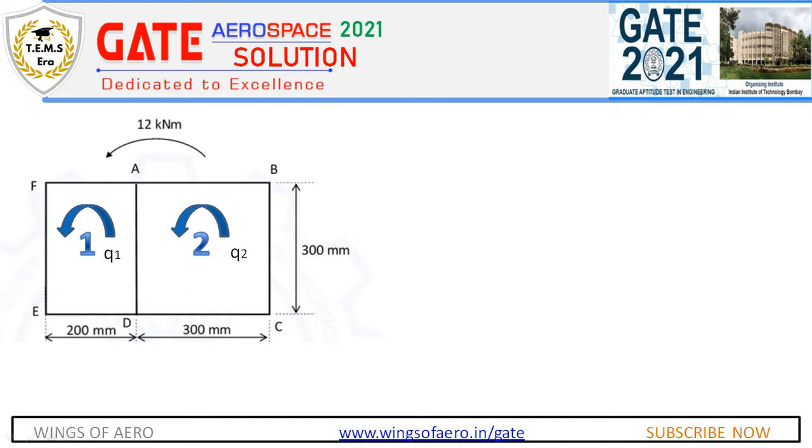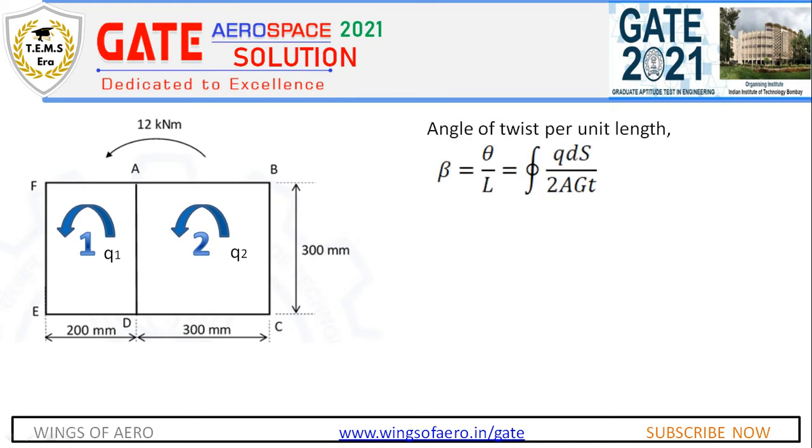So let's consider another concept, the angle of twist per unit length. Beta represents the angle of twist per unit length, where theta represents the angle of twist and L represents the unit length. This is the formula for it. Q is the shear flow, S is the perimeter, A is the area, G is the shear modulus, T is the thickness. Again, as per the concept, when we are using a multi-cell unit, that is, more than one cell, the angle of twist per unit length remains the same. That is, beta 1 is going to be beta 2.